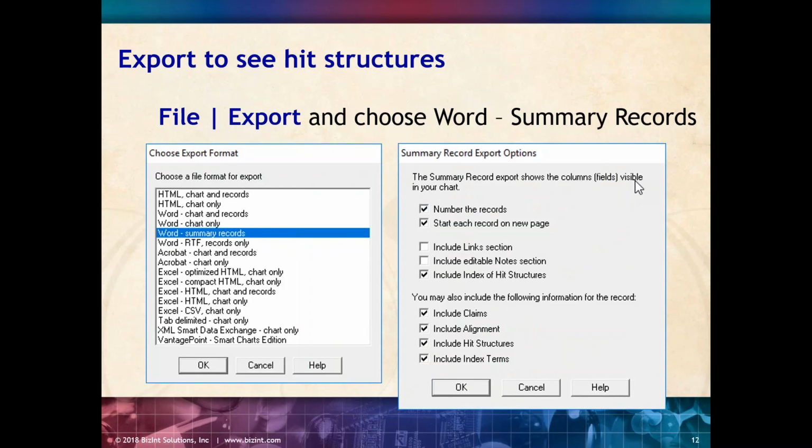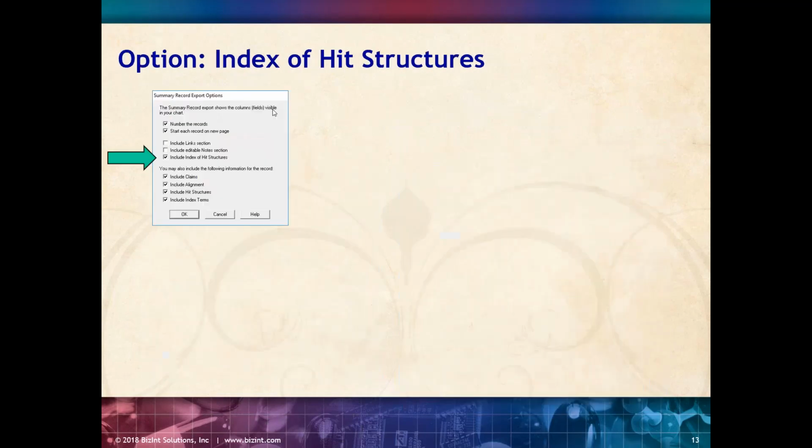And what you get is a panel with a bunch of different options, a bunch of different checkboxes. I'm going to go through these different options here. Really quickly, up at the top there, you can put numbering on the different records so you can refer to them. You can have each record start on a new page, which makes a really nice little note cards document. You can have an editable notes section and so forth. But I'm going to talk about the other features here, starting at the index of hit structures.